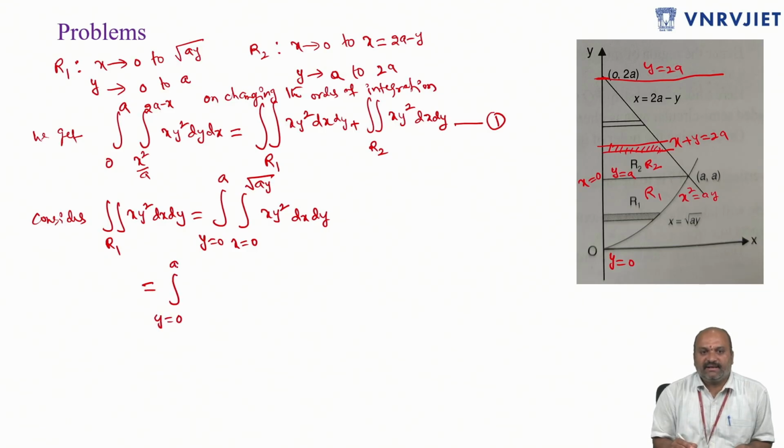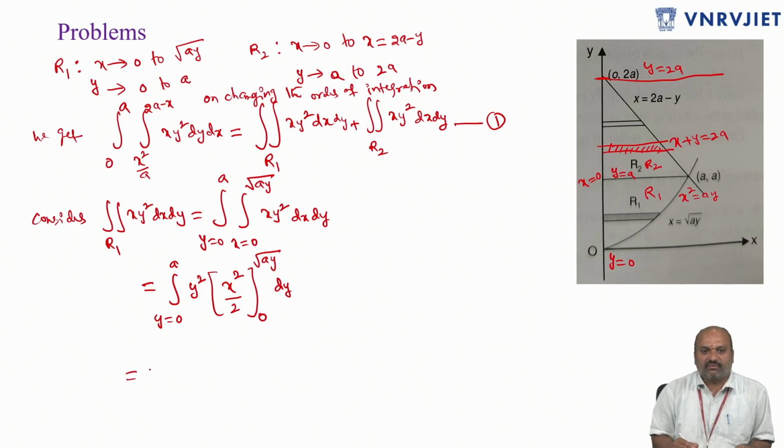So first, the inner integral limits are functions of y, which are x limits. First we have to integrate with respect to x by treating y as constant. So y square is constant. Integral x dx is x square divided by 2. What are the limits? Upper limit root over ay, lower limit 0, dy.